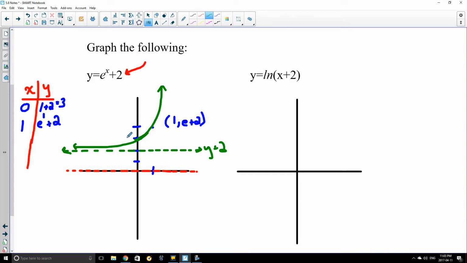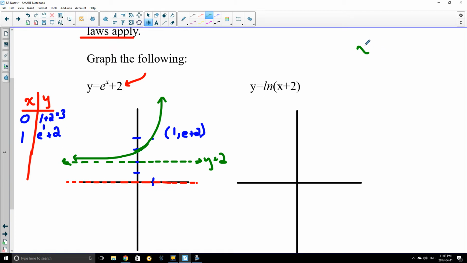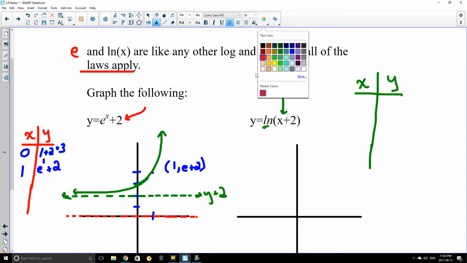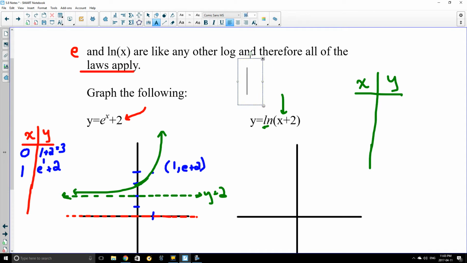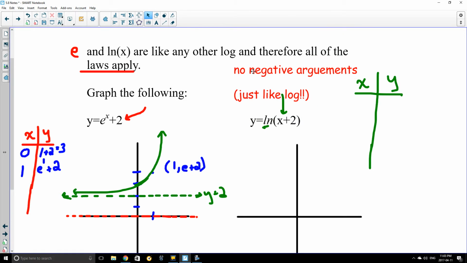Let's try another one. We have y equals ln of x plus 2. No sweat, we can just make a table of values. We know that ln behaves exactly like logs, so just like logs, the argument can't be negative. So no negative arguments, just like log. All the rules you know for logs apply to ln. The only difference, and if I haven't said this enough, I'm going to say it again, is that ln has base e, logs don't.